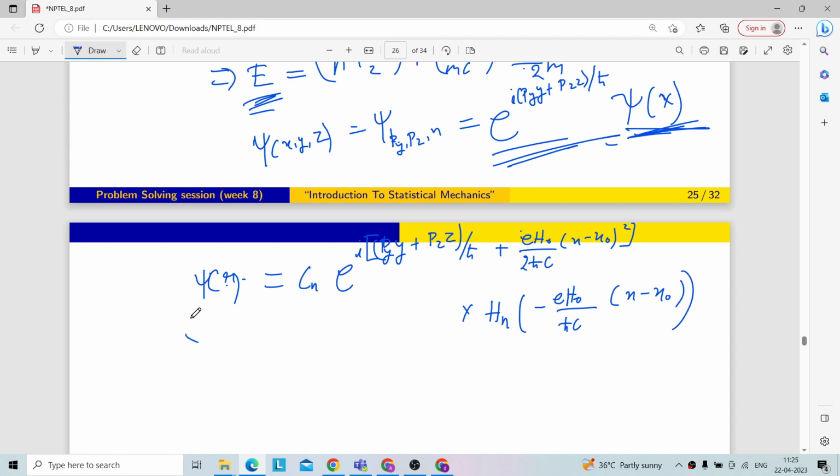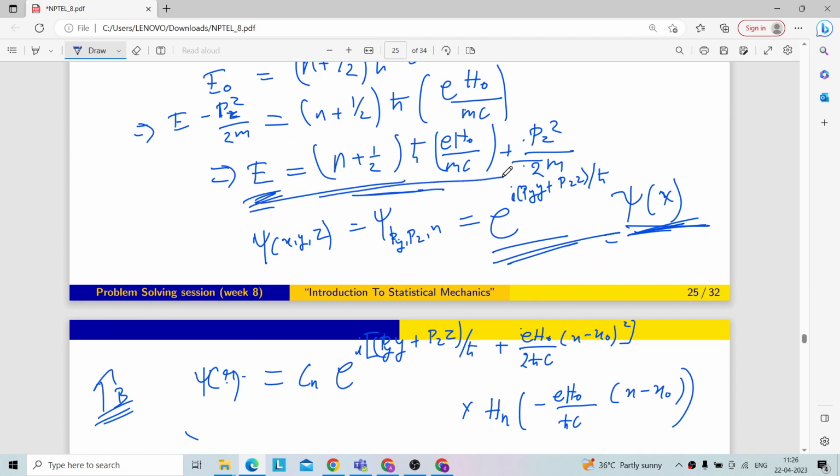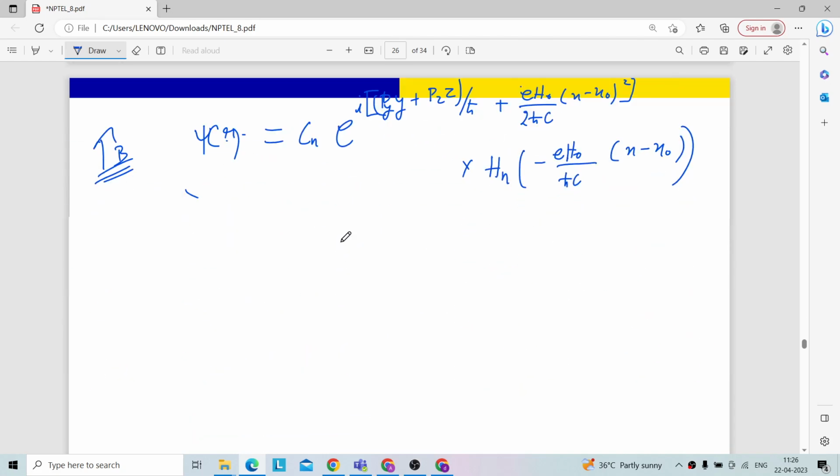Right. So we had a system where an external magnetic field is applied. Now in the presence of this external magnetic field, we are getting the eigenvalue or the energy of the system like this, and our wave function is modifying to this. Right. So any questions so far?